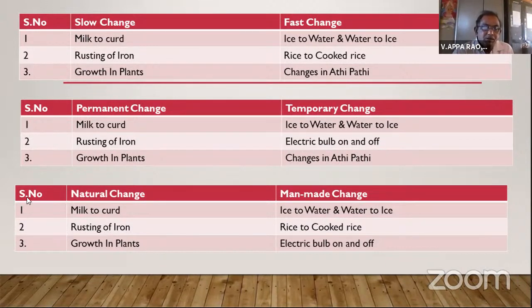Next, examples for natural change and man-made change. Natural change is milk to curd. Rusting of iron is a natural change. Growth in plants is a natural change. Man-made changes are ice to water and water to ice. Rice to cooked rice is a man-made change. Electric bulb on and off is a man-made change.